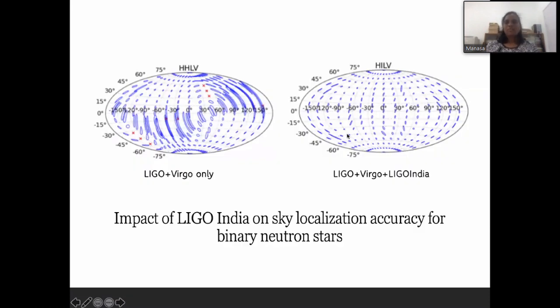The effect of a network of detectors can be very much appreciated from this figure that you see here. As you can see, with just LIGO and Virgo, the localization for the sources of binary neutron stars is not that great. And you can see that once LIGO-India pitches in, there is a significant improvement in sky localization. And this is the need of the hour if we want to do multi-messenger astrophysics.